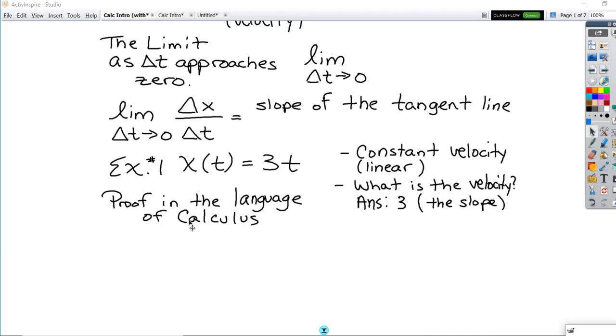But since we already know what the answer is, we know that the answer is 3. What I want to do with this example is use this example as a means to look at how you would use the language of calculus to get to the same result. And you'll see that it's a lot of work for little reward, because we already have the answer. But let me show you how to take the limit.